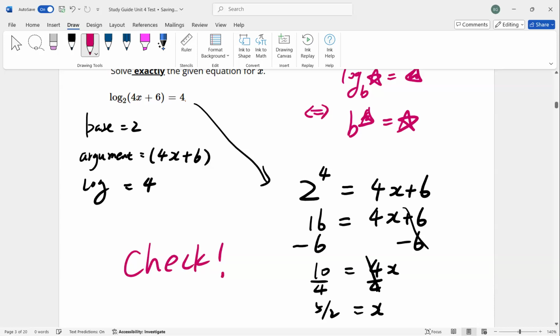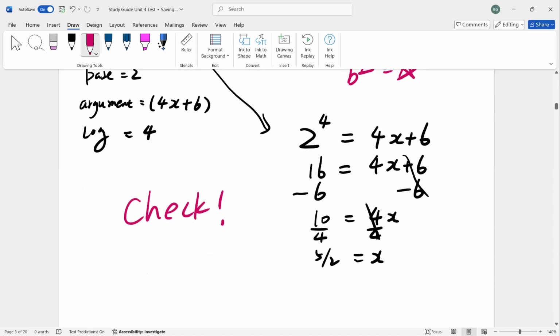When we solve equations, we should always do the double checking. Plug in x equals 5 over 2, or 2.5. 2.5 times 4 is 10. 10 plus 6 is 16. Log with base 2 of 16 is 4. Okay, perfect. That's the answer.